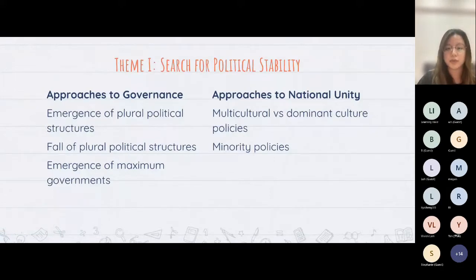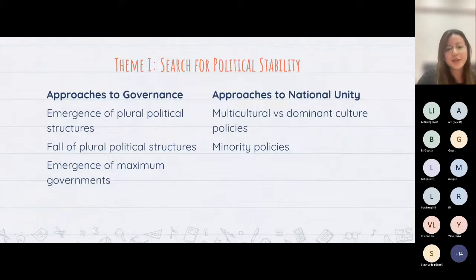The second part would be approaches to national unity in the region. So you get to explore states that undertook multicultural versus dominant culture policies in the region, and also what type of policies they had towards minorities. And personally, this is one of my favorite topics in H2 history, but at the same time, it's also quite a difficult topic, because when it comes to national unity, it's very intangible and it becomes a bit hard to argue for when you're arguing about something as intangible as unity in a country. But it's also very fun, so great.